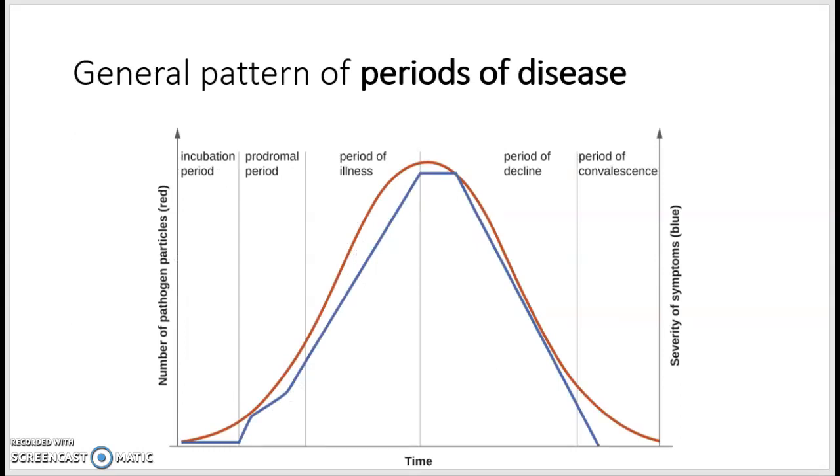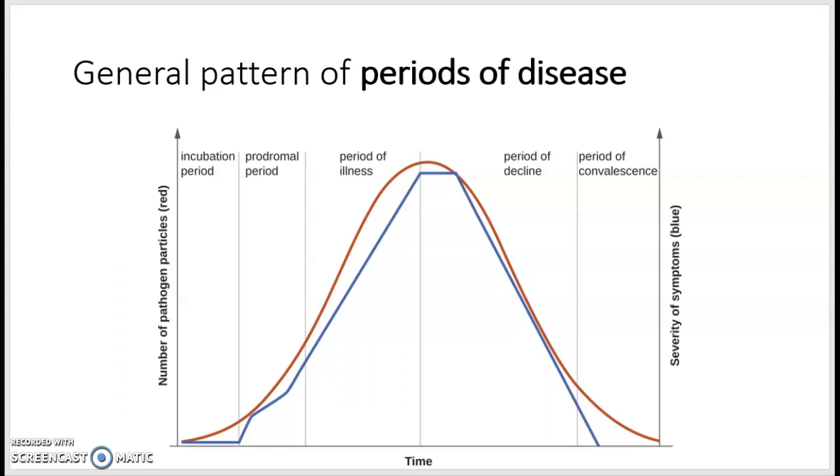This graph shows the relationship between the number of pathogen particles in red and the severity of symptoms in blue for a general period of disease. You can see from this graph that during the incubation period, there are pathogens present in the infected person, while the symptoms have not yet increased from zero. During the prodromal period, those symptoms increase along with the number of pathogens until the peak of the period of illness. The symptoms and pathogens decline during the period of decline, and the symptoms resolve during the period of convalescence, while it takes a bit longer for the pathogen particles to be removed from the body.